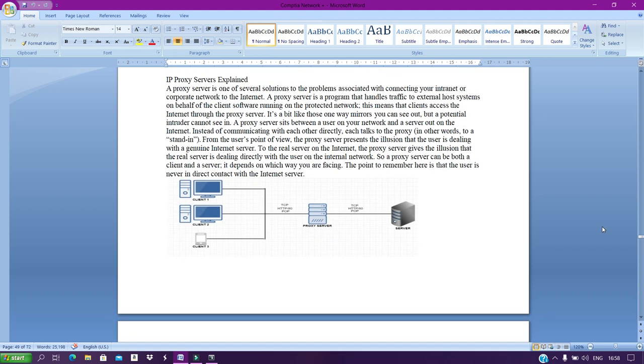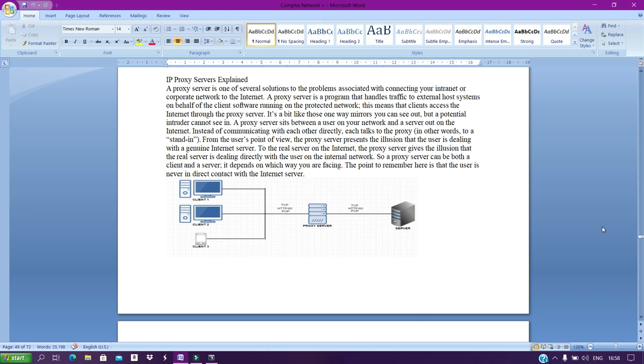IP proxy servers explained. A proxy server is one of several solutions to the problems associated with connecting your intranet or corporate network to the internet. A proxy server is a program that handles traffic to external host systems on behalf of client software running on the protected network. This means that clients access the internet through a proxy server. It's a bit like a one-way mirror: you can see out, but a potential intruder cannot see in.